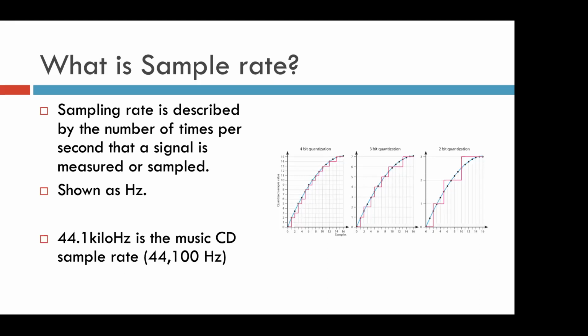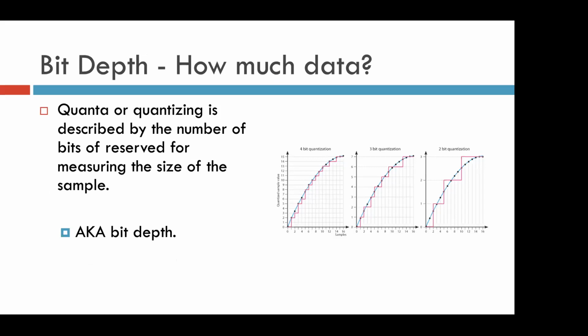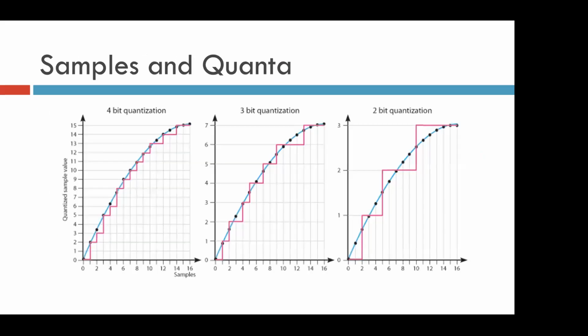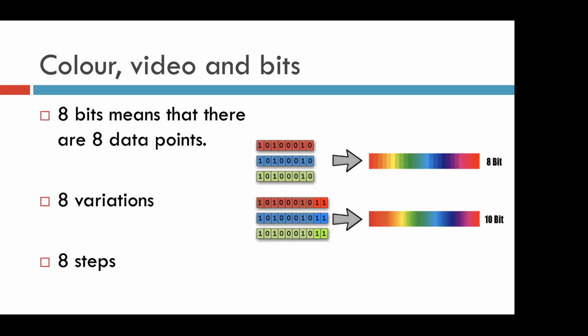So, talking about sample rate, just to recap, measured in hertz. 44.1 kilohertz is the music sample rate, as I've said before, 44,100 times a second. The quanta is how much data is reserved to measure with. So remembering that we're not talking about changing the total amount, we're just talking about how many steps. And that is called the bit depth. So in color, with 8-bit color, we have 8 bits of depth, right? And we know that we have 8 bits of depth for each color.